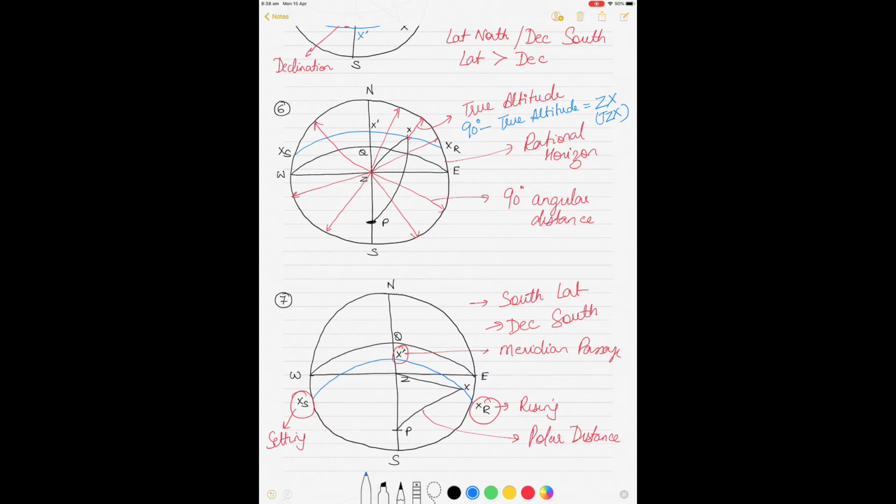Alright, because each point on the rational horizon diagram is 90 degrees away from you when you are in the center of the globe here, and that's why 90 degrees minus the true altitude, that is how much distance the body has risen from the horizon, gives you the true zenith distance, that you can see in the figure as well.